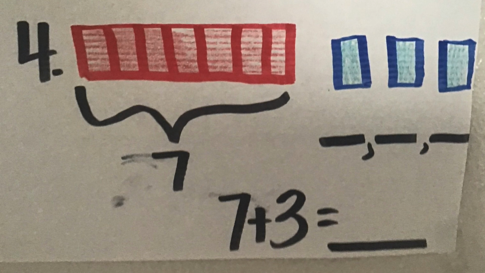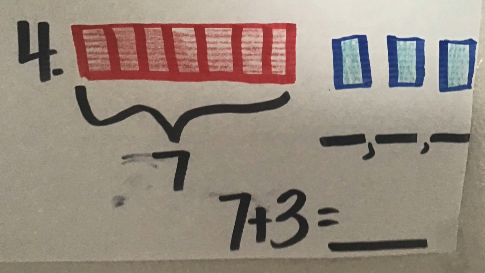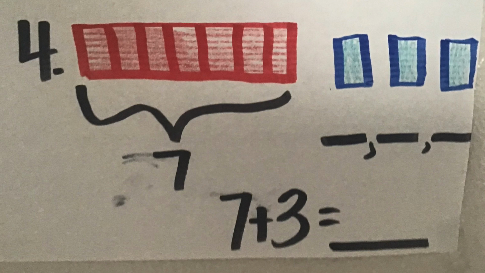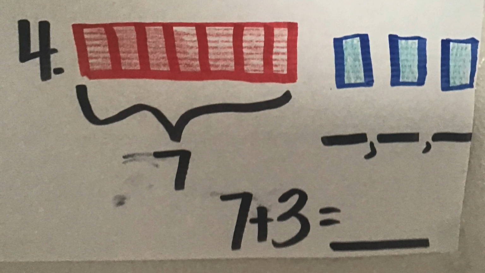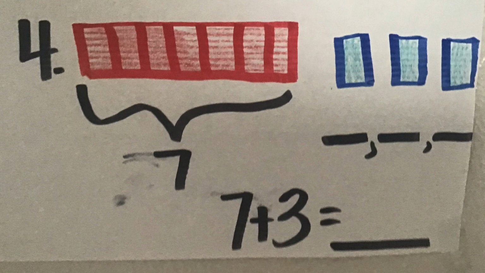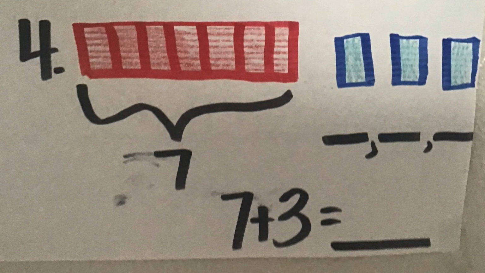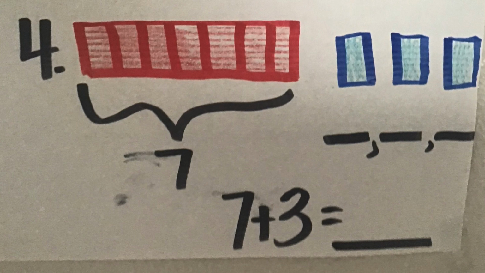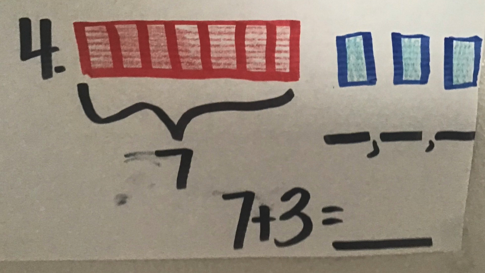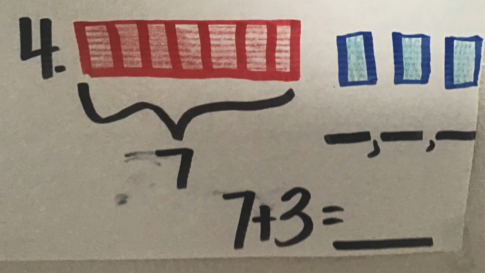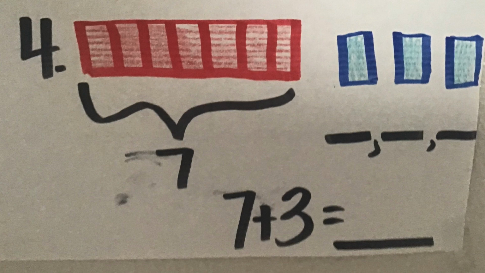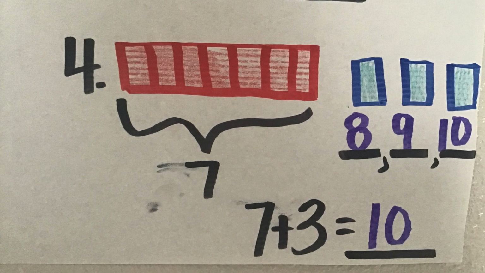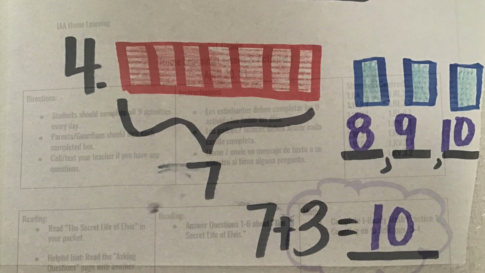Now what comes after 8? That's right, 9. 1 cube left. What number comes after 9? 7, 8, 9, 10. Now that our cubes are labeled, we have to write the sum in the number sentence. What number do we write in the number sentence? That's right, 10. 7 plus 3 equals 10.